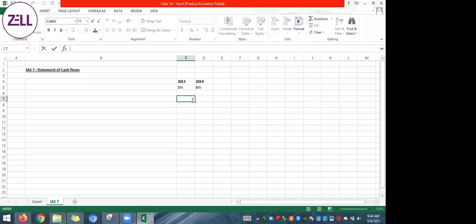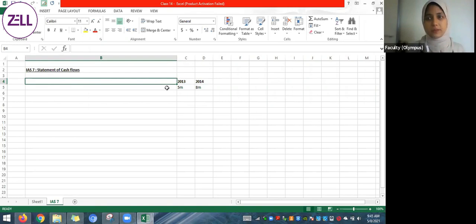Okay, so I hope everyone has understood the purpose of why cash flows are prepared. If anyone didn't understand this part, tell me. Why is a fifth additional statement needed for the shareholders or the stakeholders? Okay, so is everyone clear till this part?